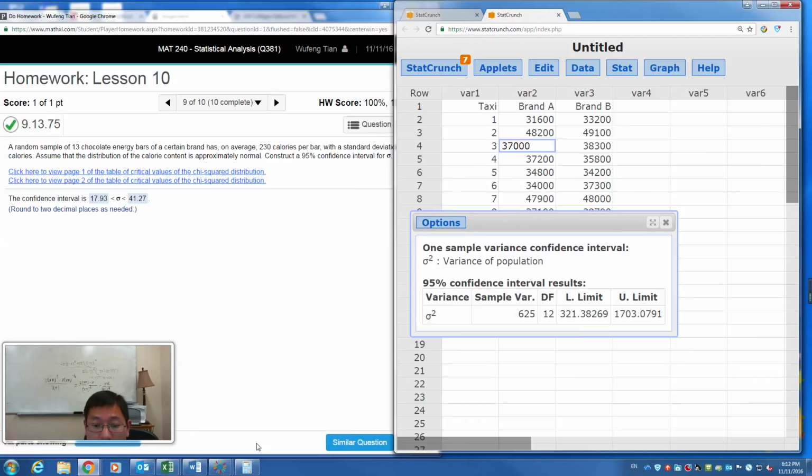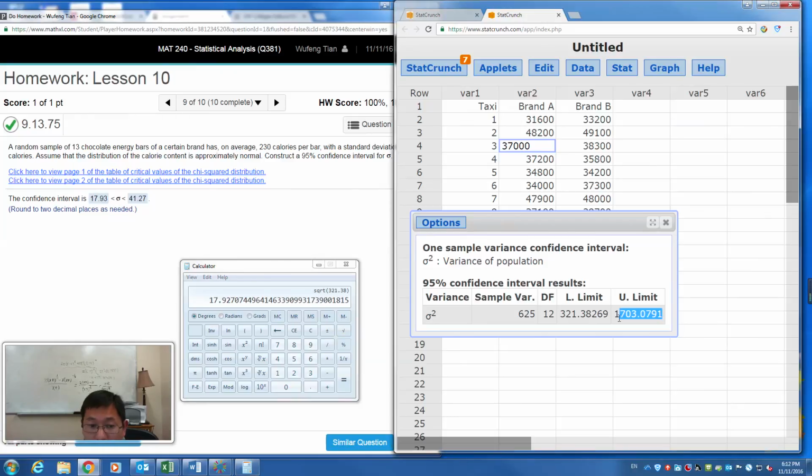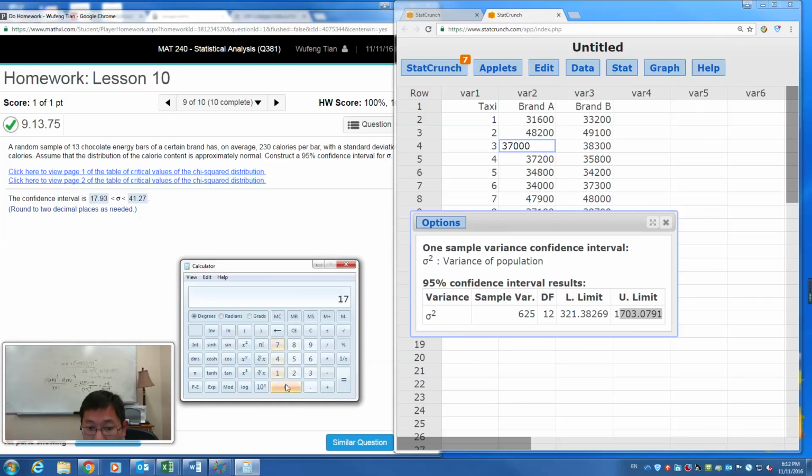Oh, take a square root again. So 321.38, take a square root, you get 17.93. And this is the variance. You take a square root to get the standard deviation. So 703, take a square root, you will get 41.27. Okay.